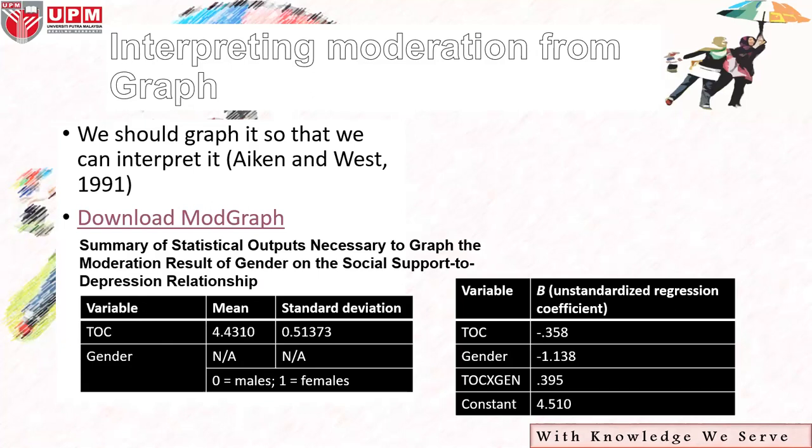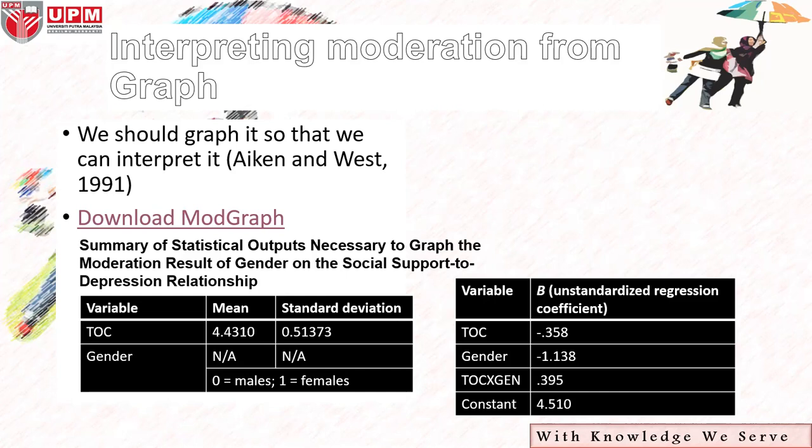For gender, not available, but 0 equals male, 1 equals female. Okay, kita punya coding. Boleh? For gender, the mean and standard deviation are not applicable. And then the unstandardized regression coefficients that we got from our earlier analysis: for task oriented copying, the unstandardized beta equals negative 0.358, gender negative 1.138, the interaction effect 0.395, then constant 4.510.